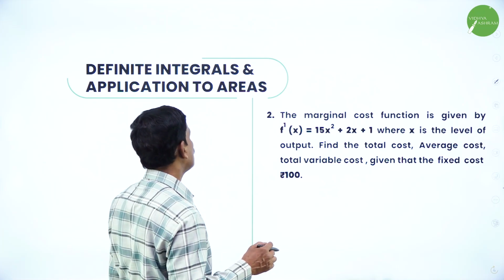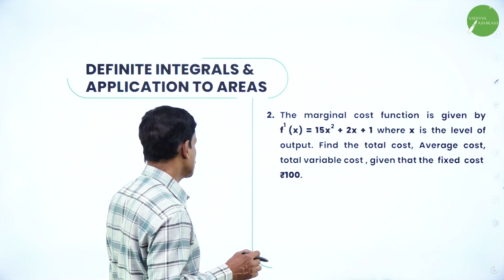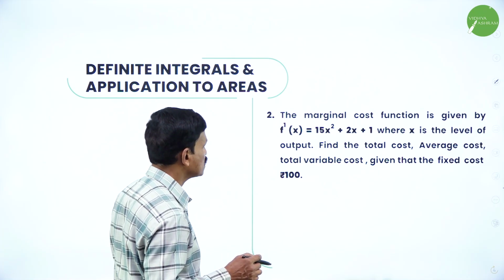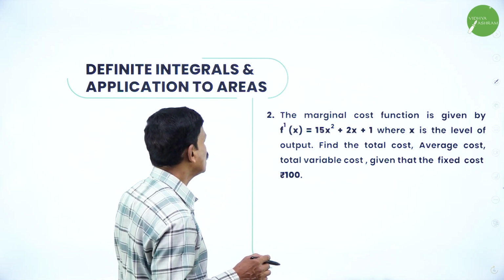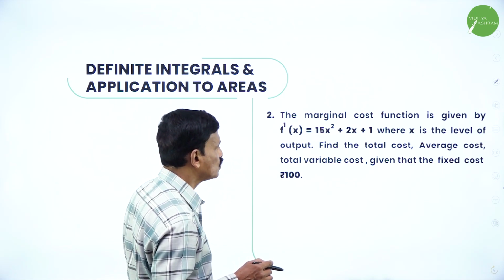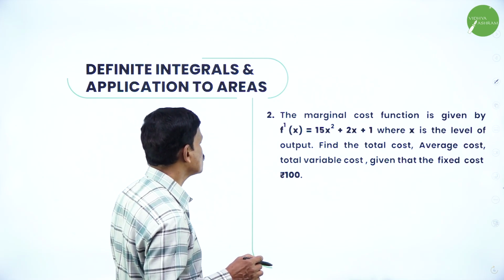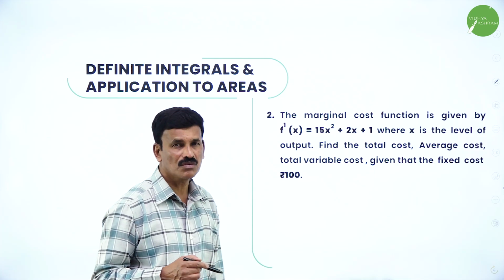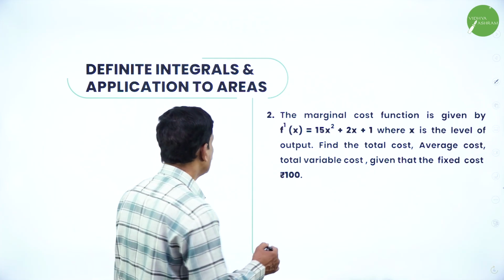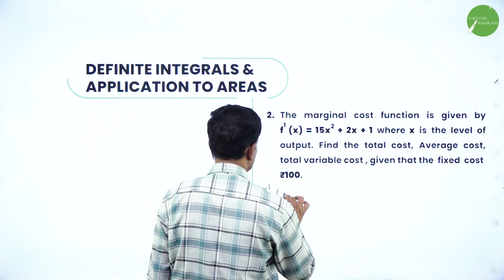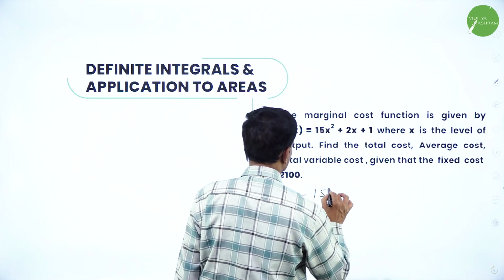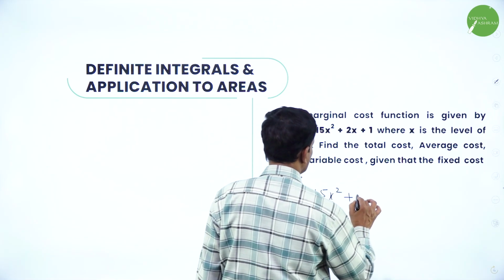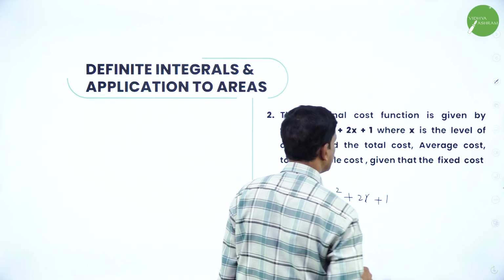The marginal cost function is given by f dash x is equal to 15x square plus 2x plus 1, where x is the level of output. Find the total cost, average cost and total variable cost, given that the fixed cost is rupees 100. Now what is given? F dash of x is equal to 15x square plus 2x plus 1.